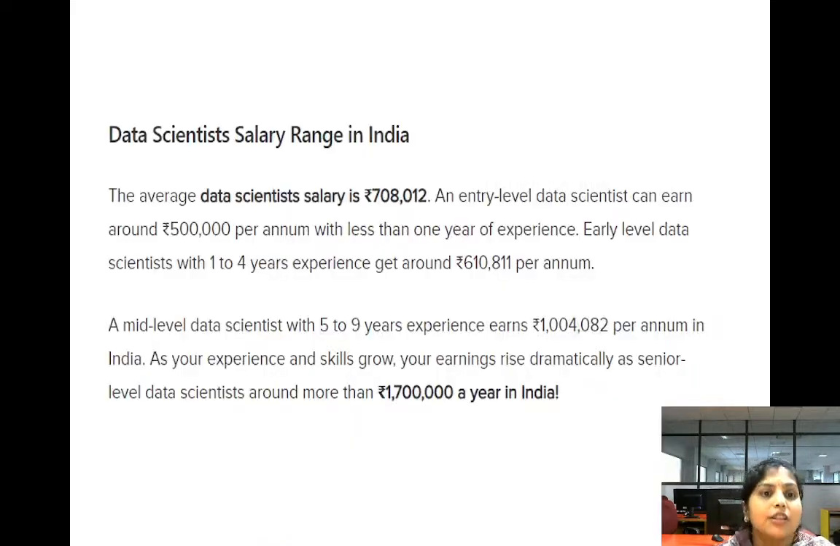Going ahead with the salary aspect, or the financials, if you are a well-trained data scientist, you would have an average salary of rupees 708,000.